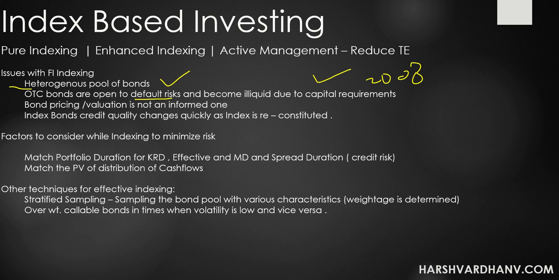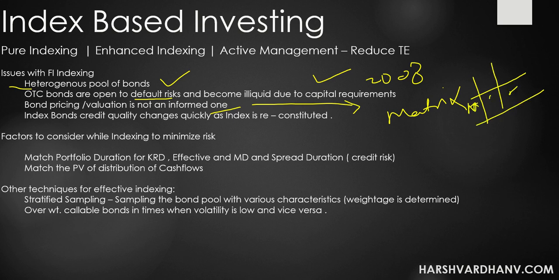Bond pricing valuation is not an informed one. There could be some bonds for which the market prices are not directly observable, so we use matrix pricing. We know that we have a matrix wherein we have the ratings, the buckets, and the rates. We use matrix pricing to price the bonds. And index bond credit quality changes quickly as the index is reconstituted.